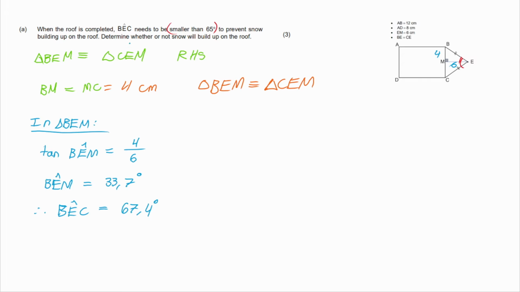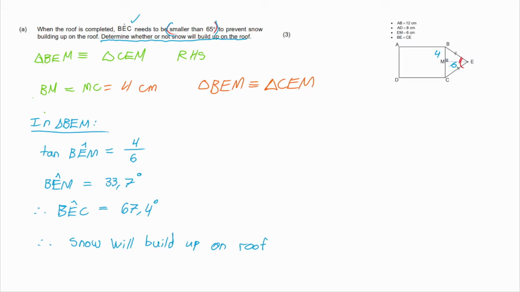67,4 degrees. All right, so we've got BEC, but now we need to answer this, determine whether or not snow will fall on the roof. So we need to be smaller than 65, and we're bigger than that. So what we have to say is, therefore snow will build up on roof, because we are not smaller than 65.